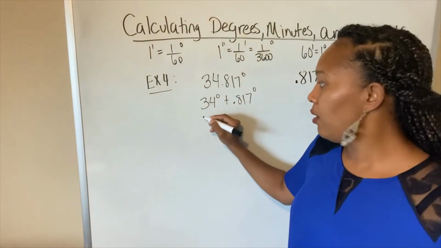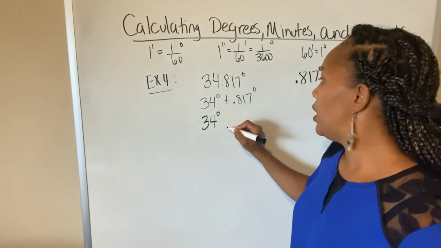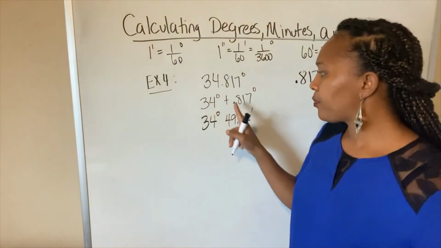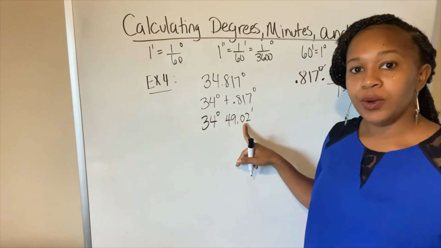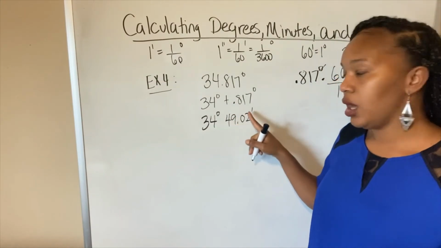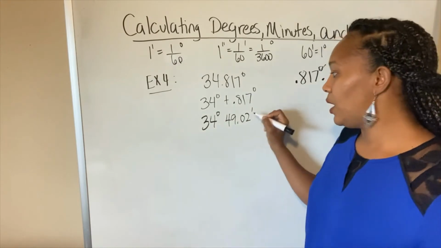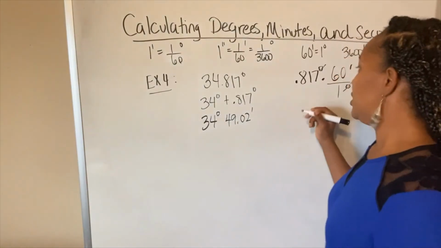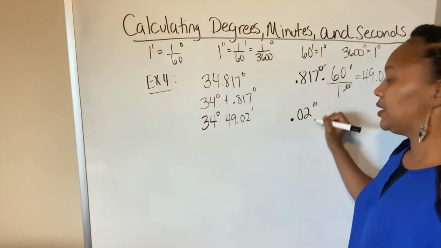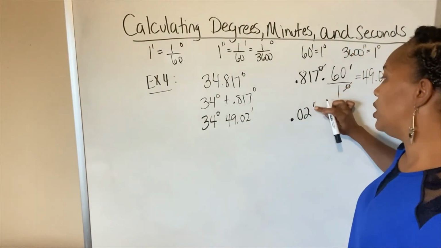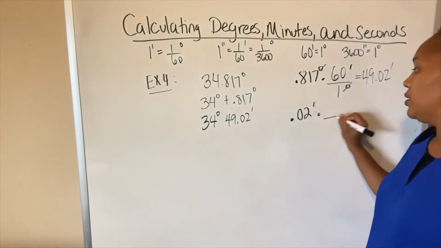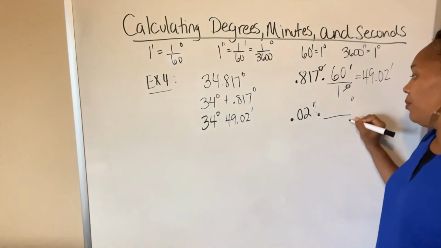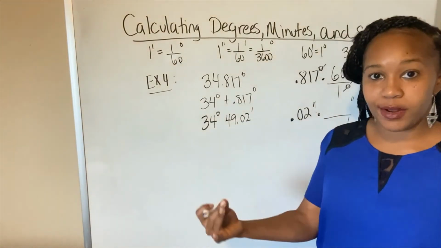So I'm going to change this now. Now we have 34 degrees and 49.02 minutes, okay? And now I want to take this 0.02, because I know I have 49 minutes, but a second is a fraction of a minute. So now I want to take this 0.02 and convert that to seconds. So that's 0.02 minutes, but I want to convert it to seconds. So that means I want to put a conversion here where the top is in seconds and the bottom is in minutes, because I want my final answer to be in seconds.